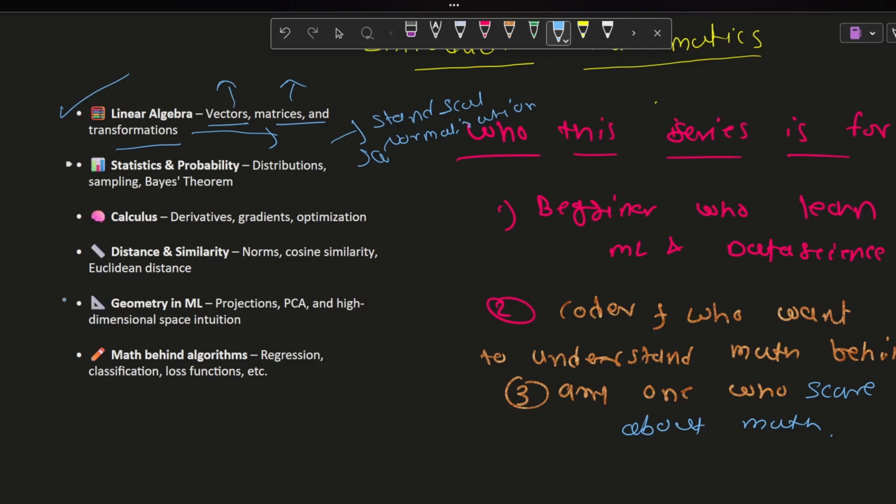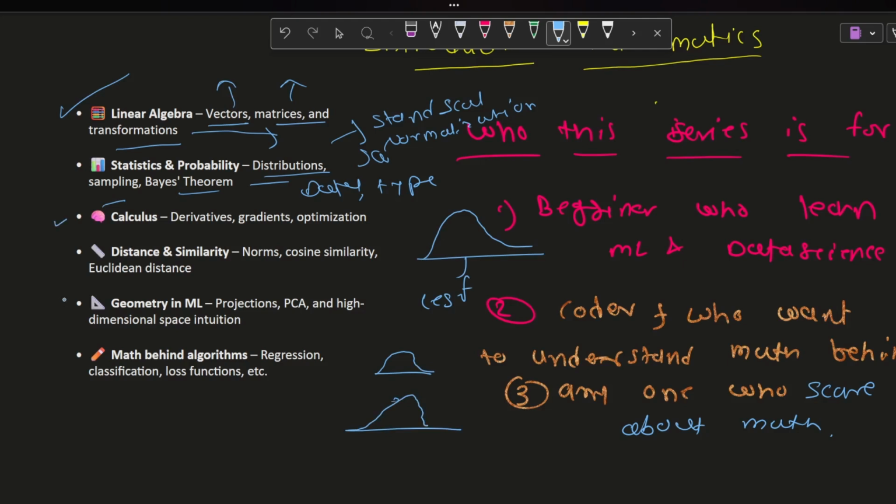Similarly, in the statistics part, it's distribution, sampling, and types of data. Basically it means the data distribution when you visualize the graph, how the data is distributed: left skewed, normal distribution, or right skewed. Those are all concepts that we are going to learn.